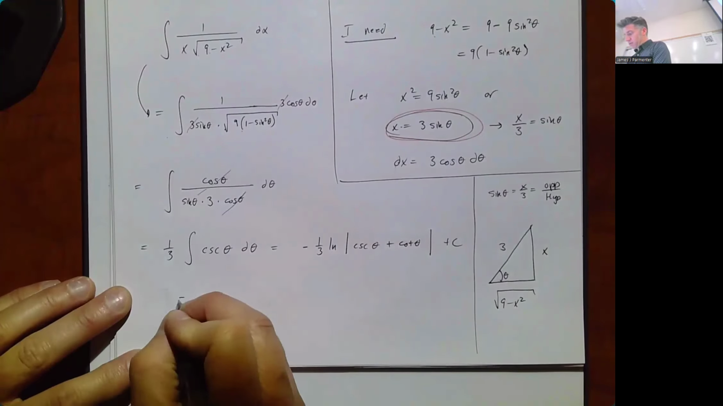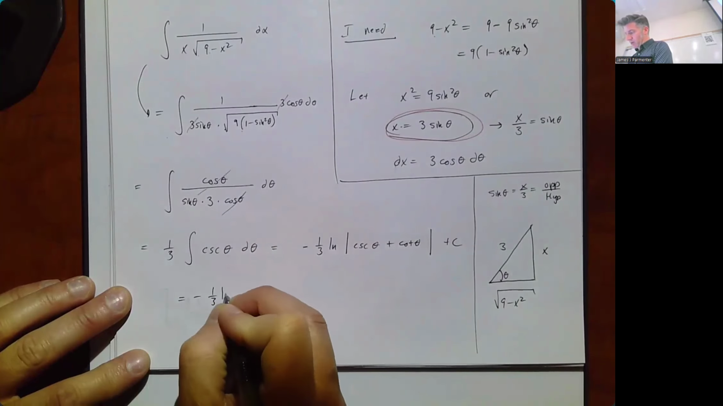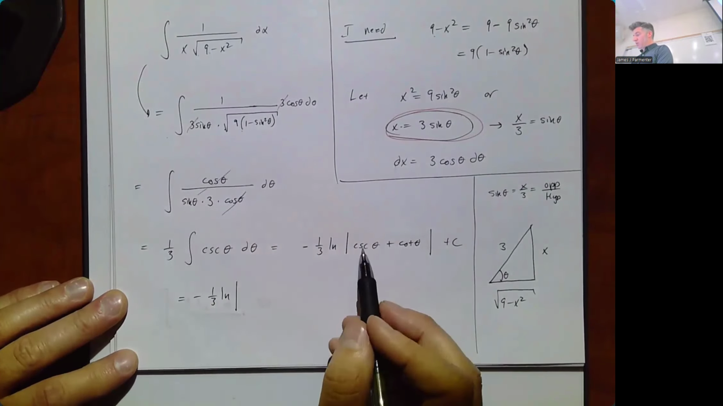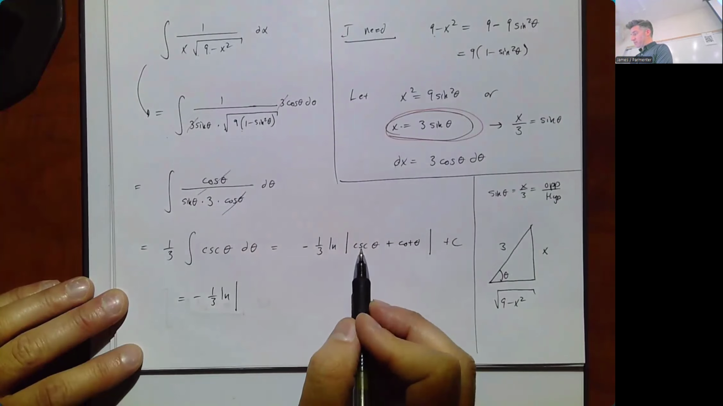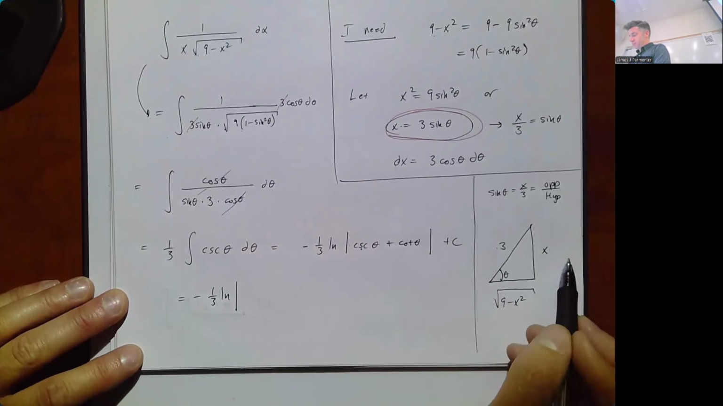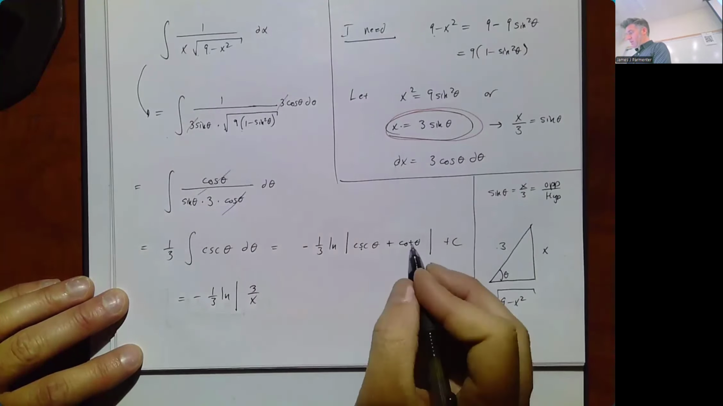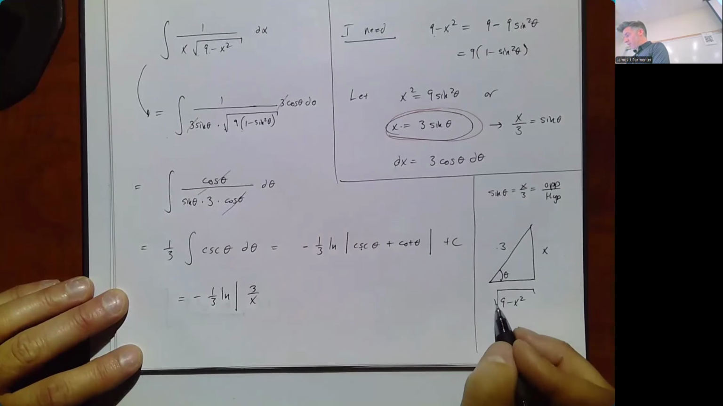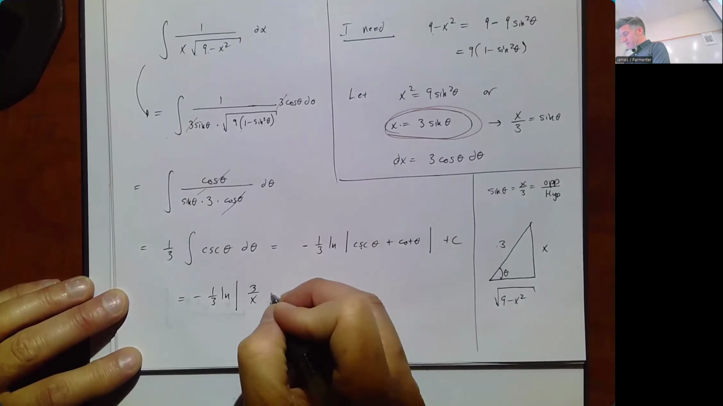So then I get negative 1/3 natural log of, the cosecant of theta is 3 over x, and the cotangent of theta is the square root of 9 minus x squared over x.